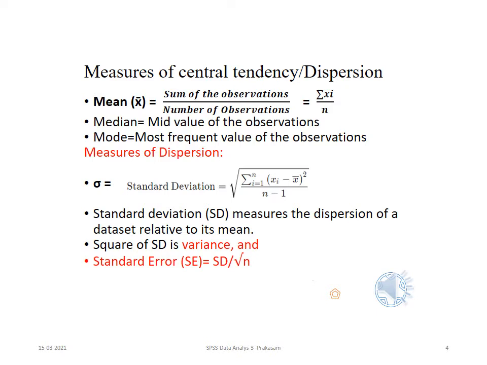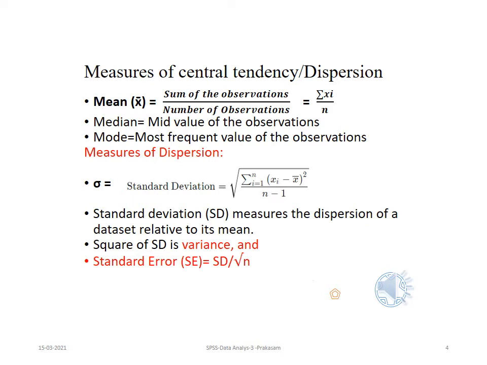As we discussed earlier, in descriptive statistics, measures of central tendency and dispersion are the two important measures for data analysis. Among these, measures of central tendency has three measures: the mean, which is also called the average. Notationally it is referred to as x bar, which is equal to the sum of the observations divided by the number of observations.